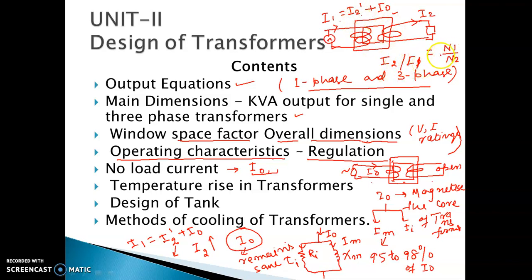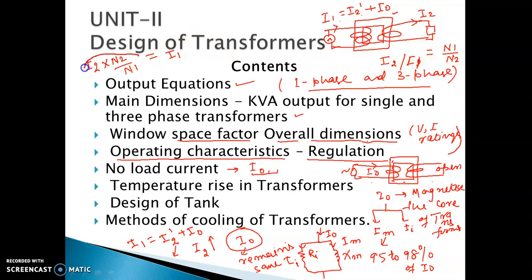What is I2 dash? From this relation, I am writing here: I2 multiplied by N2 divided by N1 equals I1. The I1 goes to this side, and N2 comes here and N1 here.